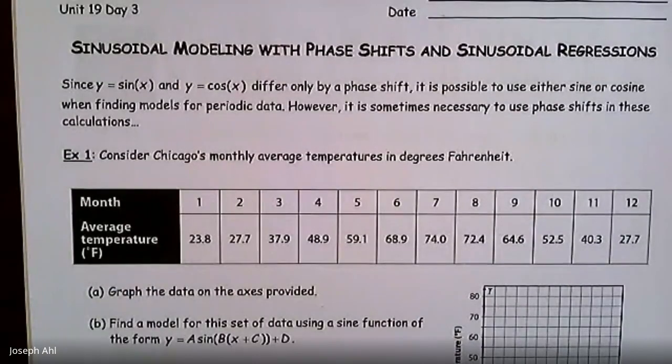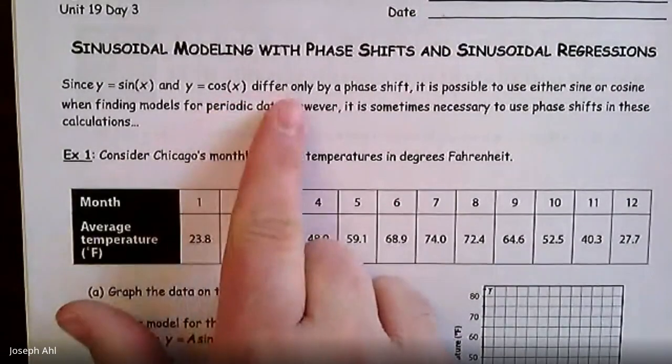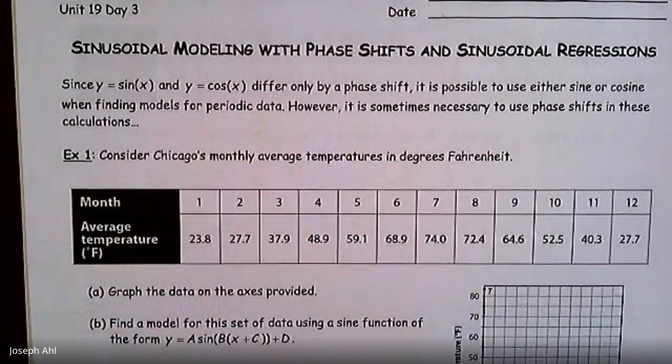As the name implies, sine regression is modeling a given set of data with a sine function. And it says at the top, since y equals sine x and cosine x differ only by a phase shift, it's possible to use either sine or cosine when finding models for periodic data. Periodic data is just data that kind of repeats itself over a certain period of time. But it might be necessary to use phase shifts in our calculations to make sure that we can get a model to fit the data.